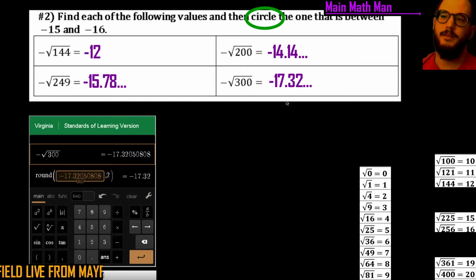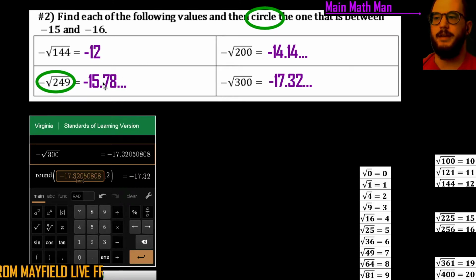So now, out of these 4 values, which of them that we're going to circle falls between negative 15 and negative 16? Well, we would say that, hey, this value is going to fall between negative 15 and negative 16. Again, if you wanted to put it on the number line, you can. That way you can see it for yourself.